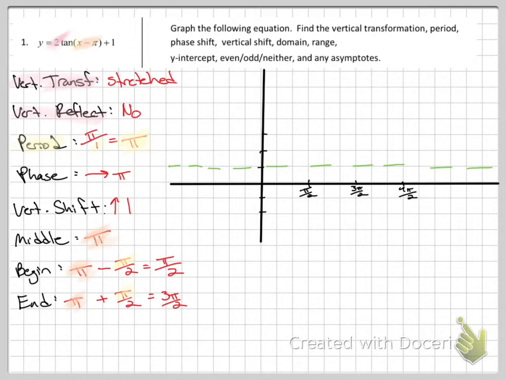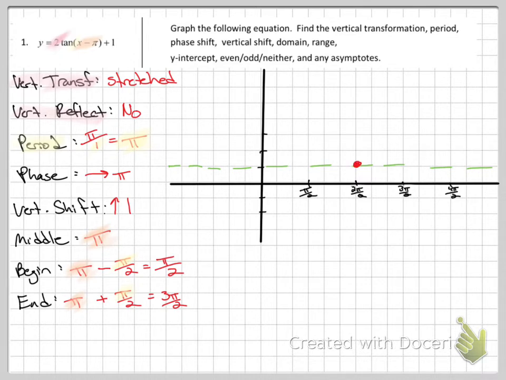What happened to 2 pi over 2, you guys? No one told me I forgot 2 pi over 2. It goes pi over 2, 2 pi over 2, 3 pi over 2, and then 4 pi over 2. Okay, so my middle is at pi, which is 2 pi over 2. The middle of tangent is on the green line.